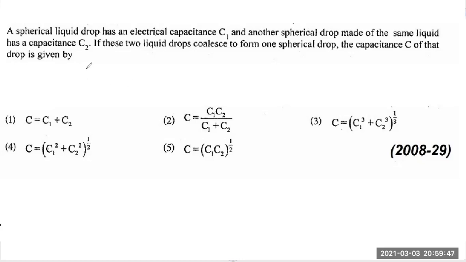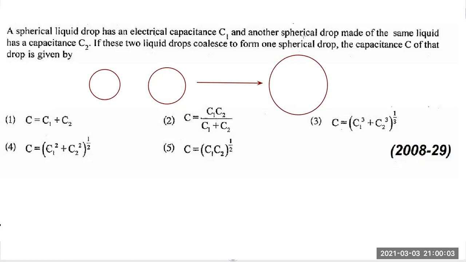Right. So there are two liquid drops, one and two, and they are combining to form a larger liquid drop, three. So we need to find out the capacitance of the new drop. Let's take this one to have a radius of R1. It's not given, but don't worry. R2 here, and the new radius here is R, capital R. The capacitance of this is C1, the capacitance of this is C2, and the new capacitance is C. We need to find C in terms of C1 and C2.